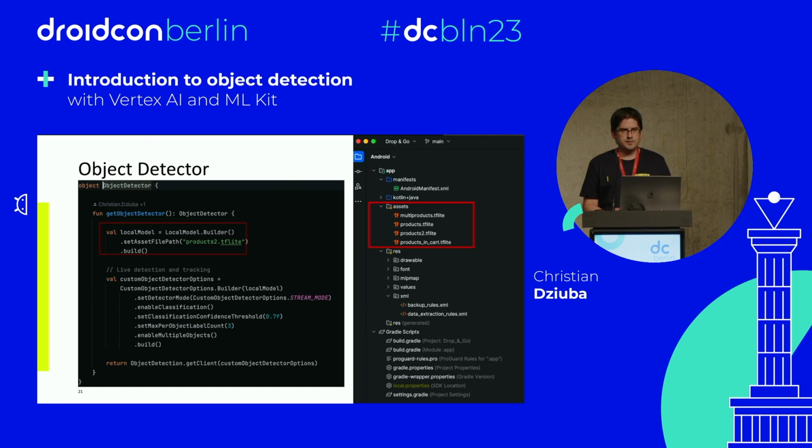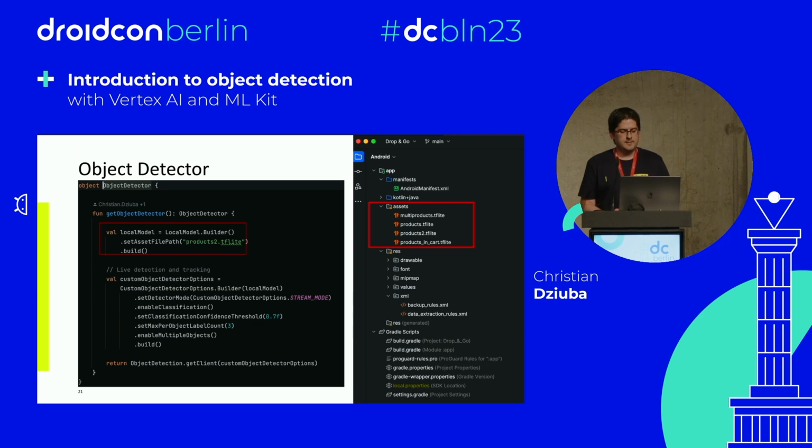So there's a stream mode. Stream mode is useful when you're using video, so not single images, but a video feed where you have to detect objects in a live video stream. You have to enable the classification because we want to get the names of the objects. So if it's tomato sauce, pesto, or spaghetti in our case.